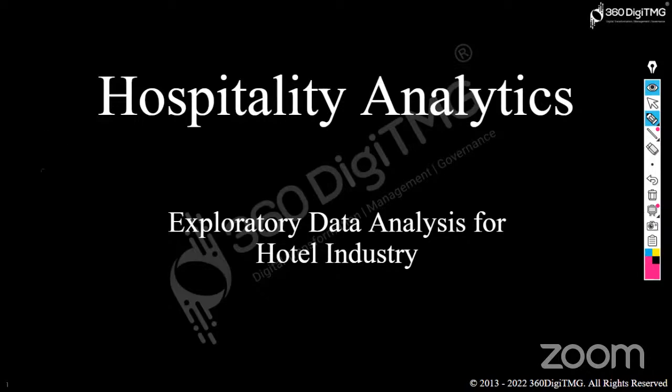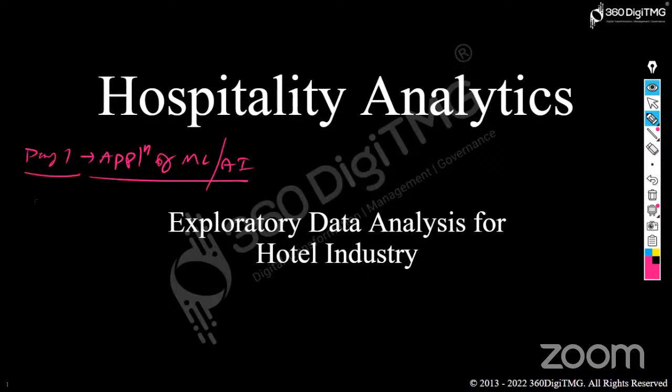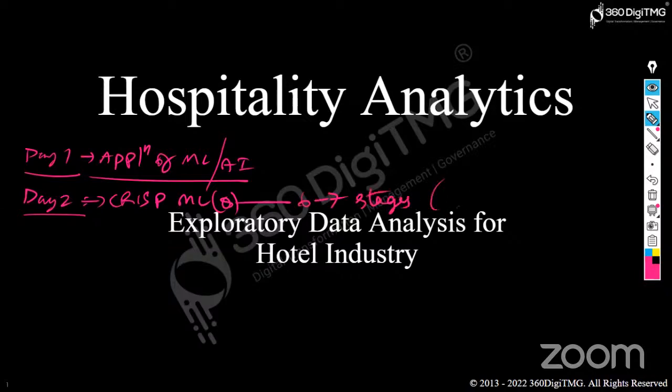So, we started analyzing hospitality analytics, and on day one, we understood the applications of machine learning as well as artificial intelligence with respect to hospitality analytics. And in day two, we saw CRISP-ML(Q), which contains 6 to 7 stages, which is required for any data science project management methodology.